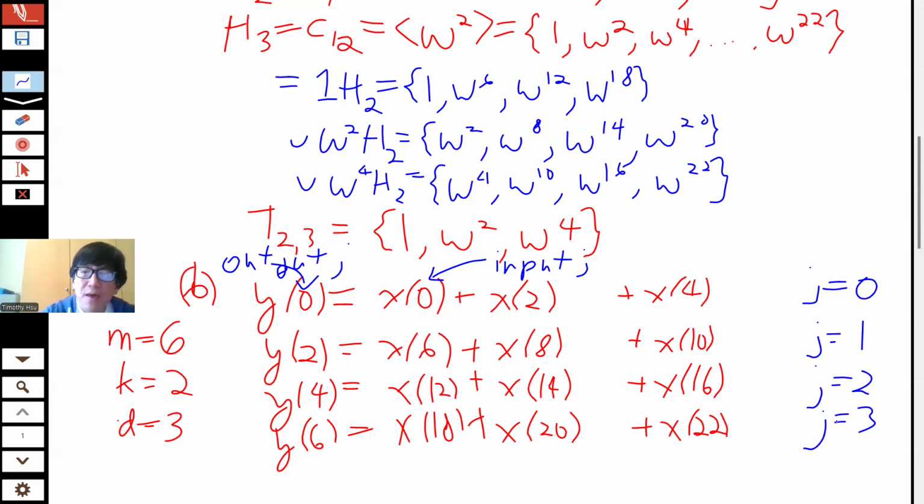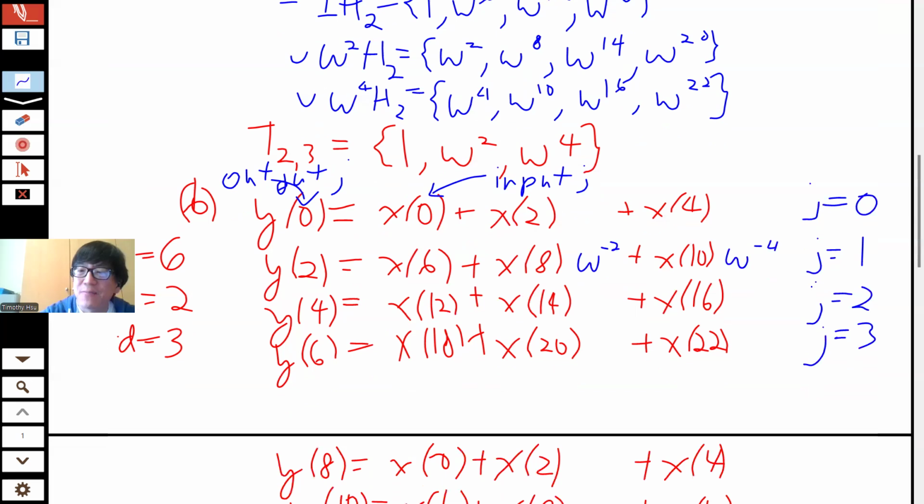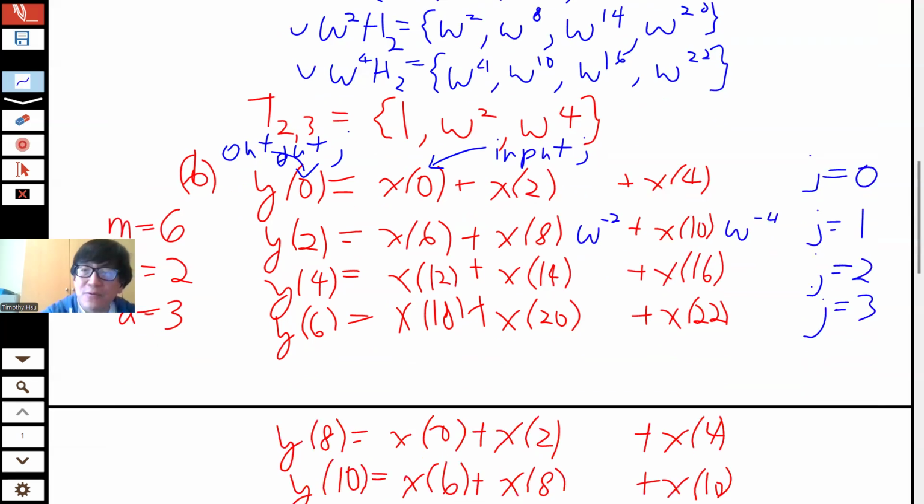The first column will again have no twiddle factors in the first row. So the twiddle factors really start with the second row. So it's omega squared, omega to the minus 2, omega to the minus 4. Yeah, so it's the twiddle factor, the transversal element raised to the minus j. And so they just keep going up in power.